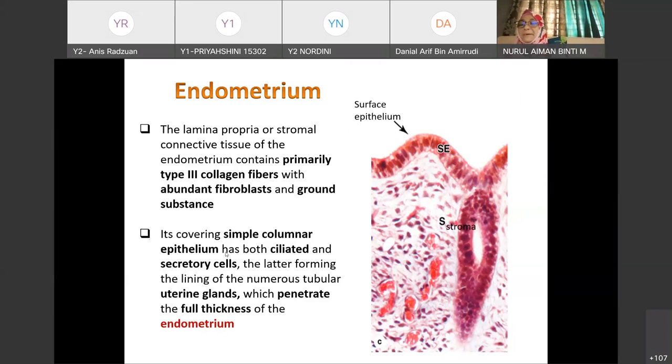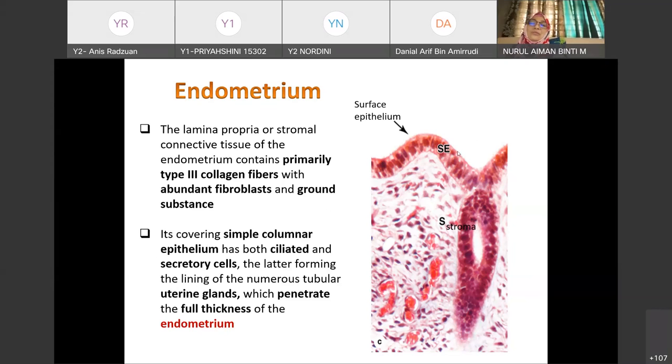Its covering is simple columnar epithelium, which has both ciliated and secretory cells, just like the uterine tubes. Okay, more or less the same, but they have glands. They are still lined by the simple columnar epithelium. Both are ciliated and secretory cells. So, they are packed cells too. The latter form the lining of numerous tubular uterine glands which penetrate the full thickness of the endometrium.